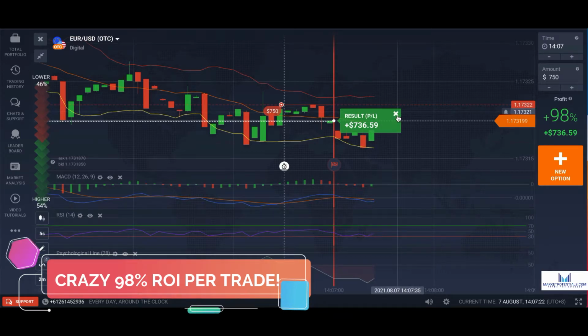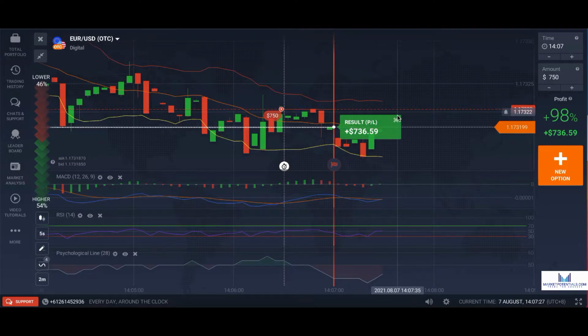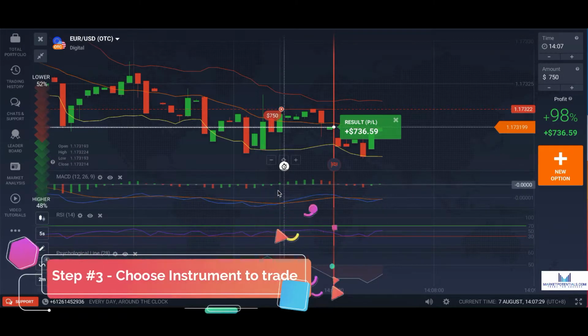So yeah, I'm sorry I had to jump into the trade, but it's sometimes hard to talk and trade at the same time. I saw an opportunity and I jumped in.